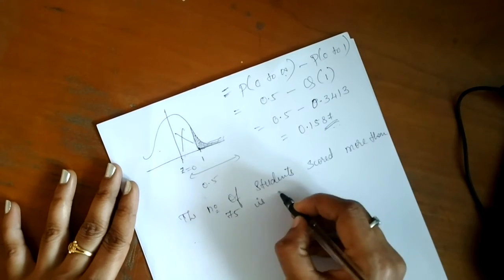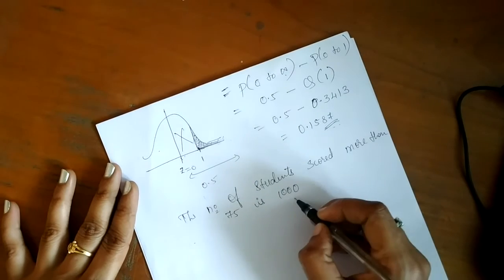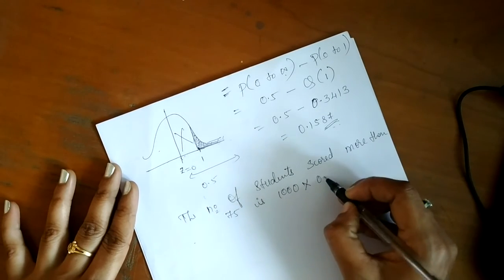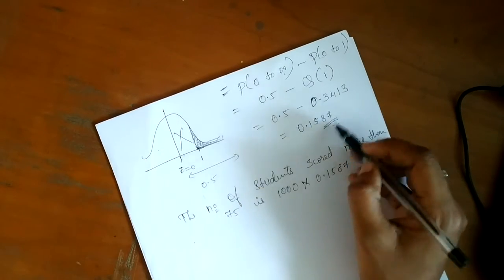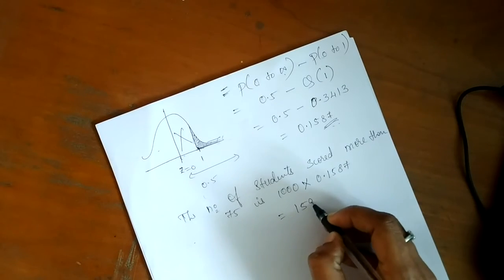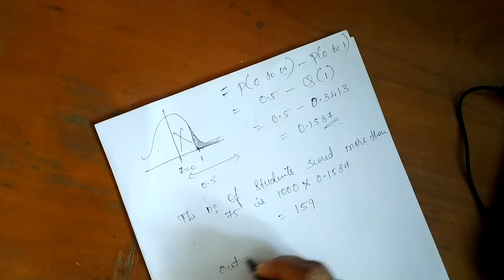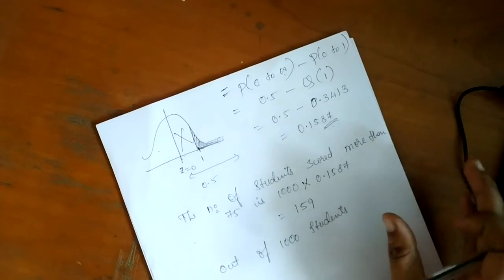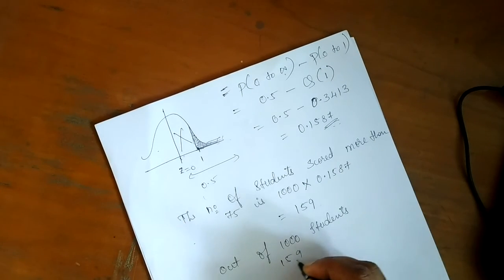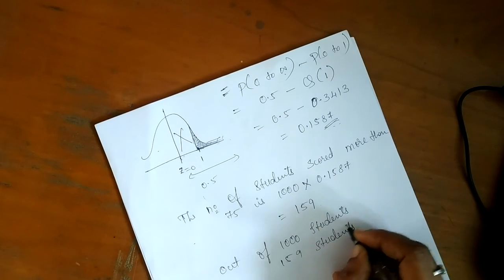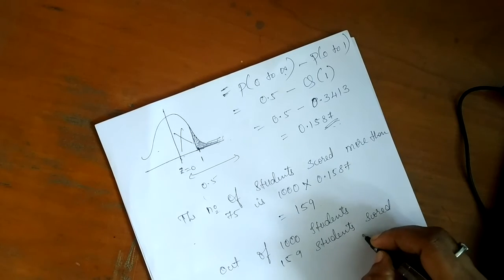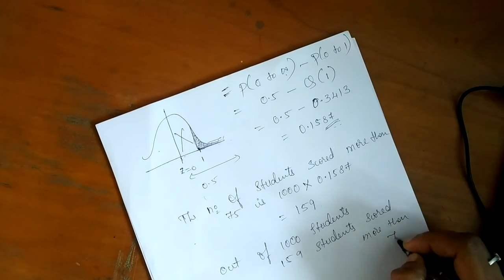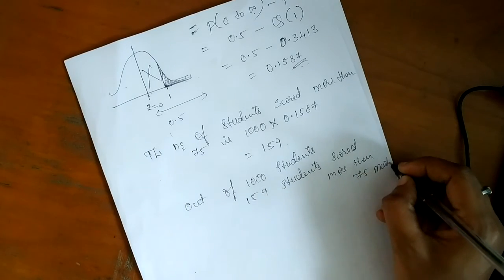What was the sample? Sample is 1000 students. So 1000 students into 0.1587. Just multiply this to the sample given. So it is 159. Here, out of the 1000 students we are given, 159 students scored more than 75 marks. Okay.